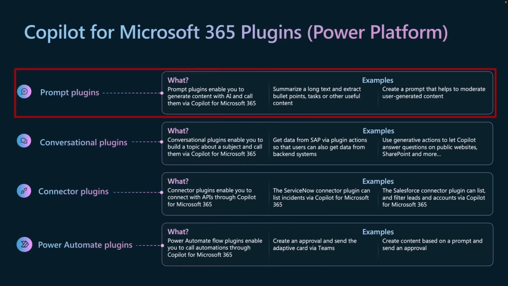Prompt plugins are really useful when you want to, for instance, generate content with the AI and get some response from the AI. A couple of examples that you can use is summarizing a long text and extracting bullet points, tasks, or other useful content. Another example is creating a prompt that helps to moderate user-generated content.